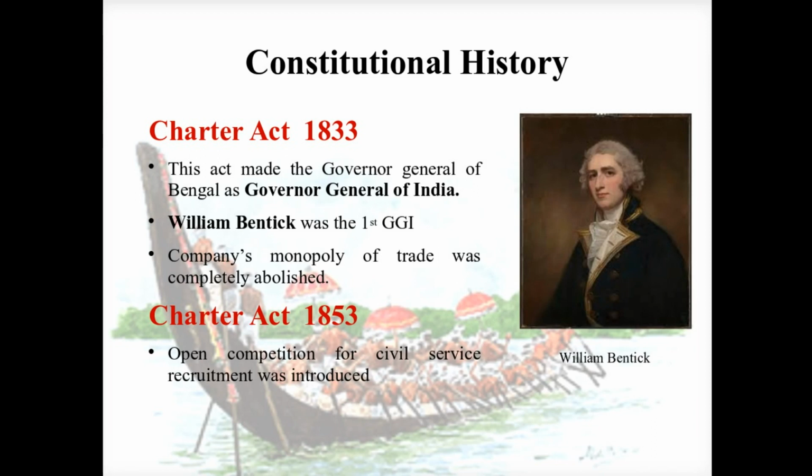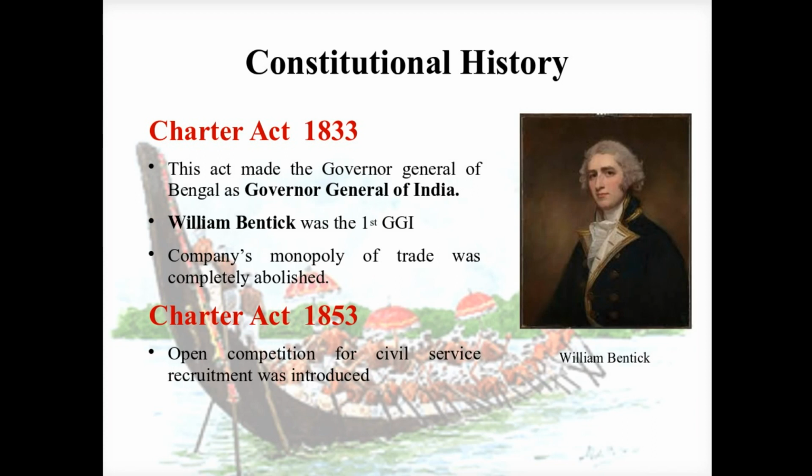Next, the Charter Act of 1853 was the last Charter Act passed for the East India Company. It was passed on the expiry of the Charter Act of 1833. The charter was renewed, but no substantial changes were made. However, open competition for civil service recruitment was introduced.